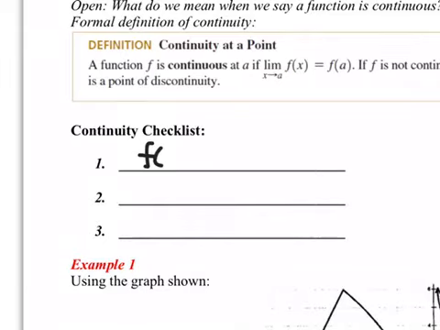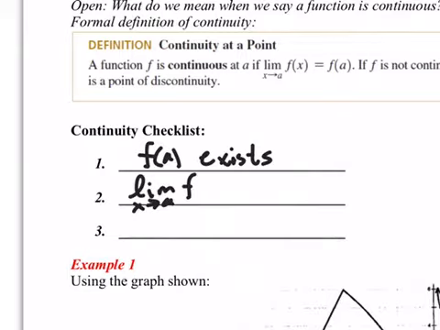...know is that f of a exists. There has to be an output for the input of a. The second thing we want to know is that the limit as x approaches a of f of x exists. What that just means is that our left hand and our right hand limits at a, so coming from the left and coming from the right, agree.